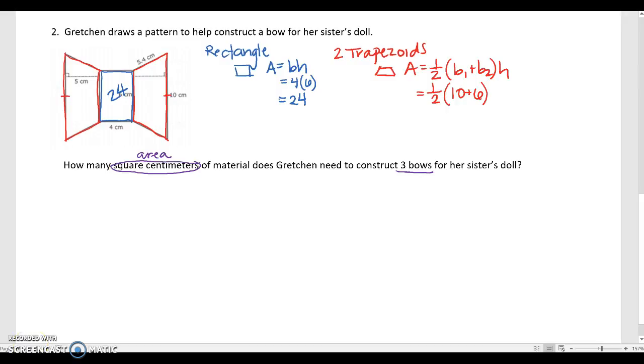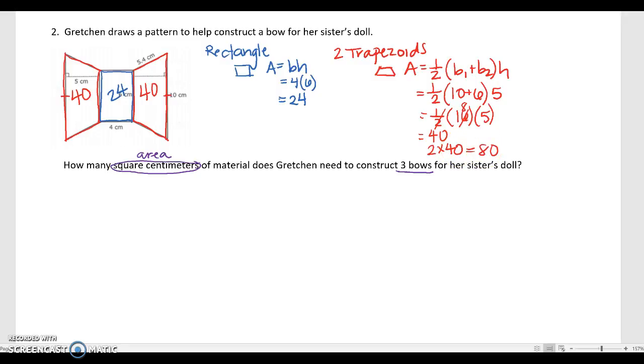And now I need the height. So I know that the height is at a 90-degree angle, and I see that here with 5 centimeters, not with 5.4. So I'm going to do times 5. So 1/2, 10 plus 6 is 16 times 5. I'm going to go ahead and simplify. Half of 16 is 8, and 8 times 5 is 40. Now that is 1 trapezoid, right? But we have 2 trapezoids. So 2 times 40 equals 80.